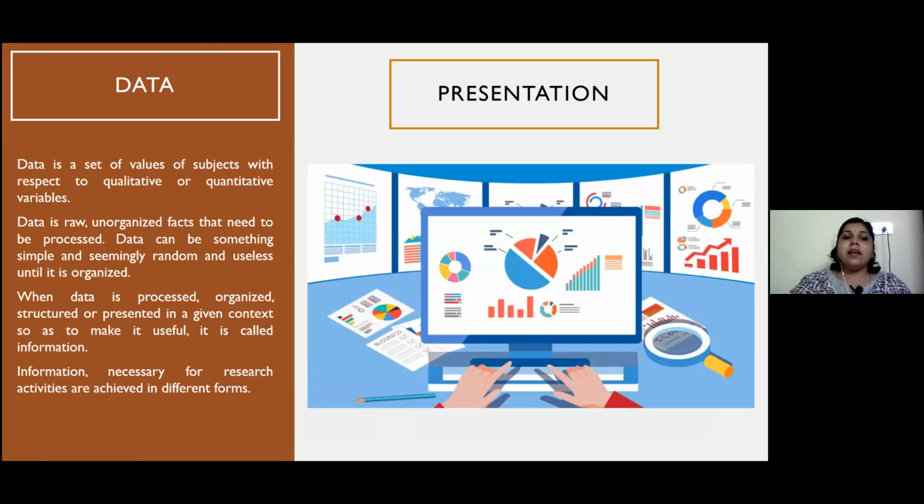This raw data itself will not give any information. It needs to be processed and presented in a particular manner so that everybody could understand it. Data can be simple and seemingly random and useless until it is organized. Until you present it properly, it seems to have no relevance at all. When data is processed, organized, structured and presented in a given context, it becomes more useful, and in that sense it is called information. Data has to be converted to information by proper presentation. Information is actually the need for a research.